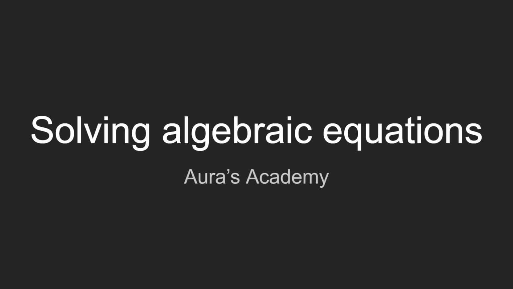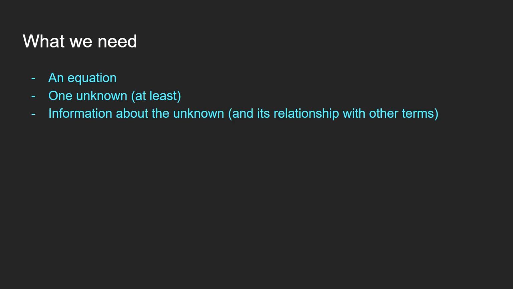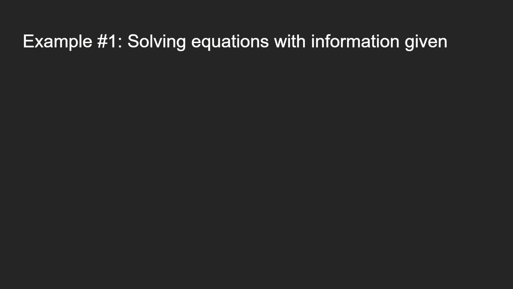So let's look at the simple part first. To solve an algebraic equation, what do we need? We need an equation, obviously, with our unknowns inside. Once we have this equation, we also need information about the unknown and its relationship with other terms, like how it interacts with the other constants and the other variables. With all this information, we can actually start solving our equation.